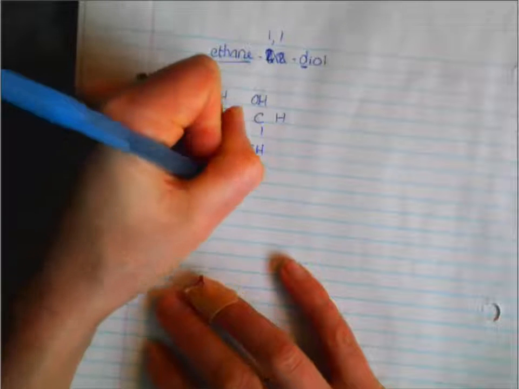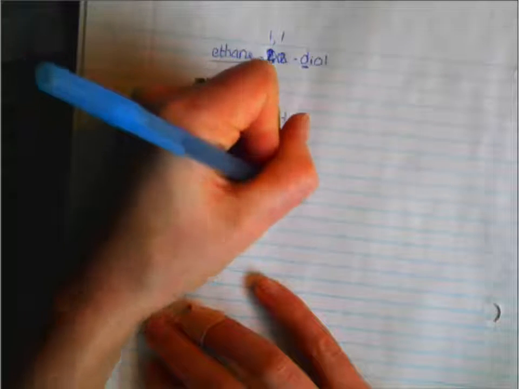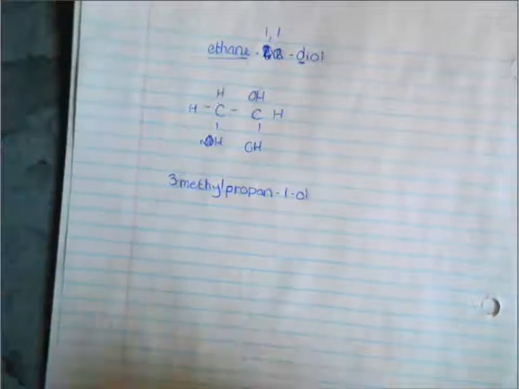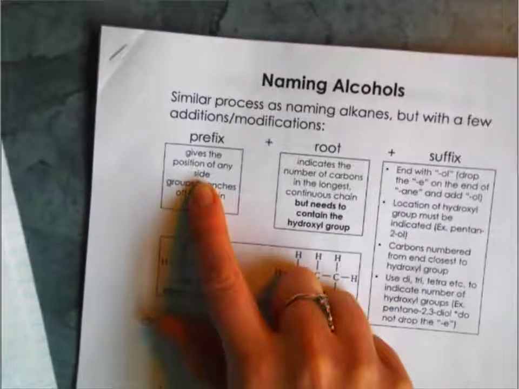3-methyl propan-1-ol. Okay, so with this one, this is kind of what I was talking about here, where I said there's a prefix that gives the position of a side chain.